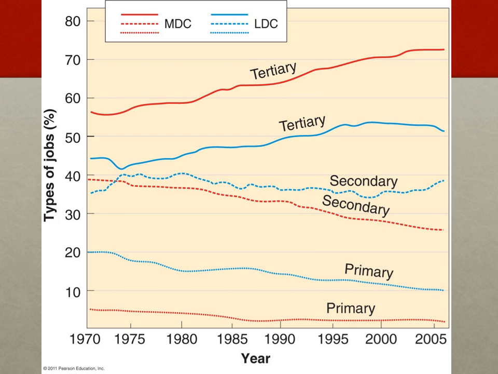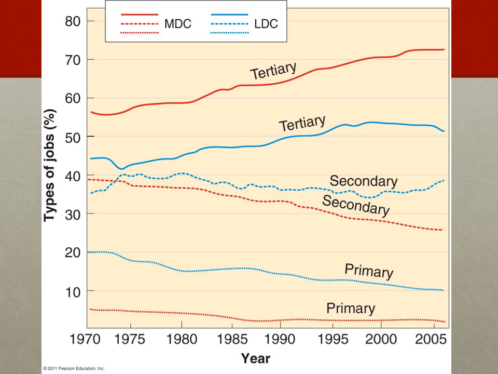So for example, in MDCs, what is the largest sector? It's tertiary, okay? Because we're talking in most MDCs, more than 50% of the population. In some cases, 75, 80% of the population might be working in service sector jobs. We might have very few people in manufacturing or agriculture or extraction. Right? And take a look here, the primary sector, it's very, very low in MDCs.